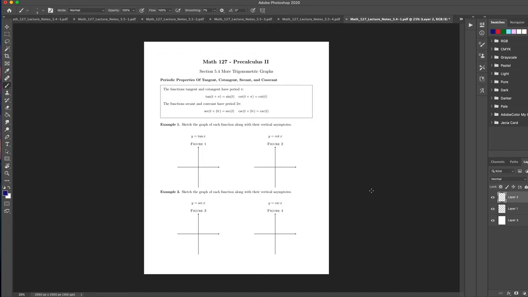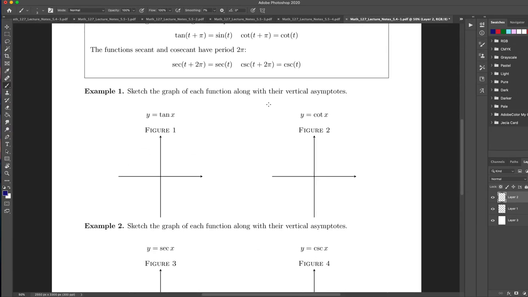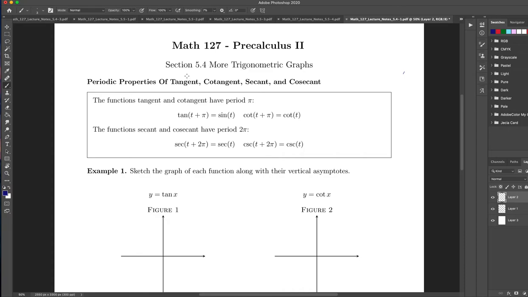A new set of notes right here. We're going to do section 5.4, more trigonometric graphs. So we're going to just do the graphs of everything else now. All right, so we're going to talk about tangent and cotangent. Tangent and cotangent each have a period of pi.